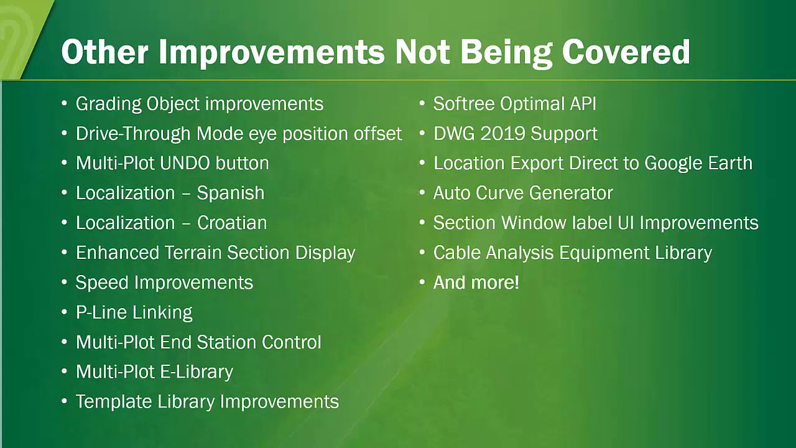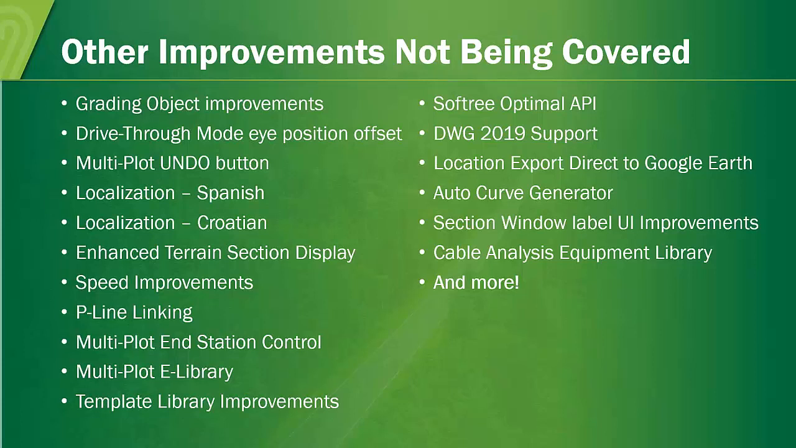We've got enhanced terrain section display, overall some speed improvements, an ability in Multiplot to control your end station. So within a chapter, you can actually set your start and end for the range that you want that chapter to cover, which if you're just doing a little piece of a design, you can control that versus having to delete pages from a PDF after. We've got the Multiplot eLibrary, as I mentioned. I think Dave's going to cover it, which is great.